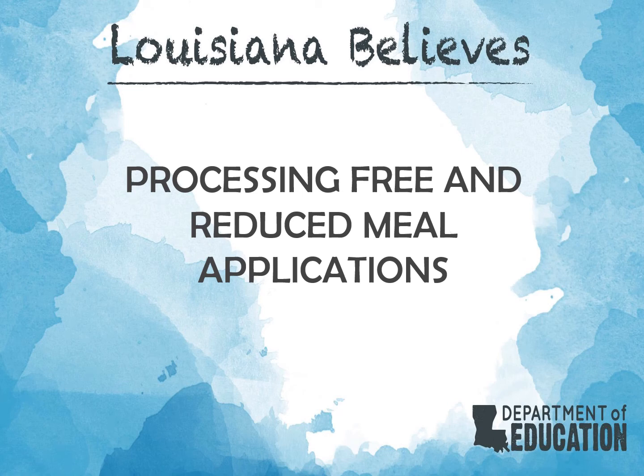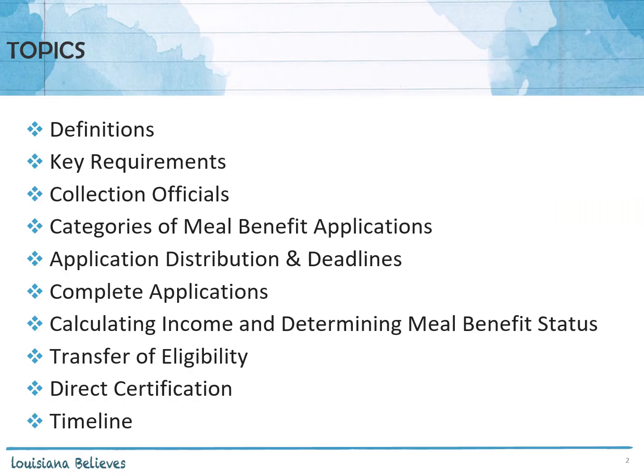In this presentation, we will discuss processing free and reduced price meal applications in the National School Lunch and School Breakfast programs. Throughout this presentation, we will be discussing important definitions, key requirements, collection officials, categories of meal benefit applications, the application distribution and deadlines, what constitutes a complete application, how to calculate income and determining meal benefit status, the transfer of eligibility, direct certification, and the timelines.